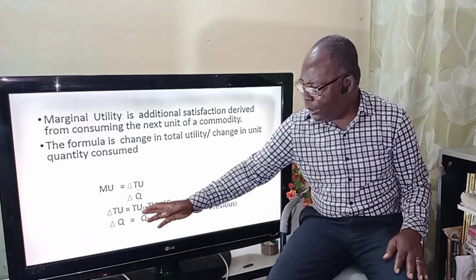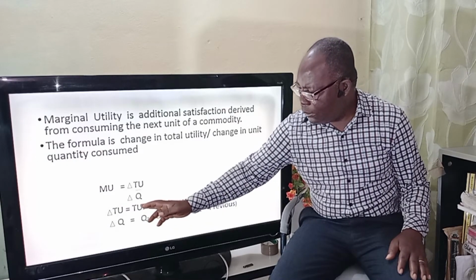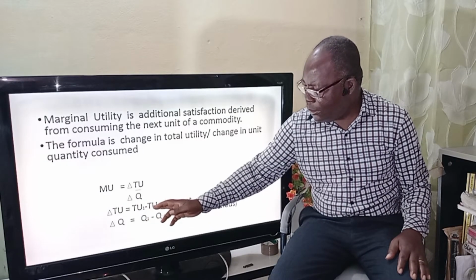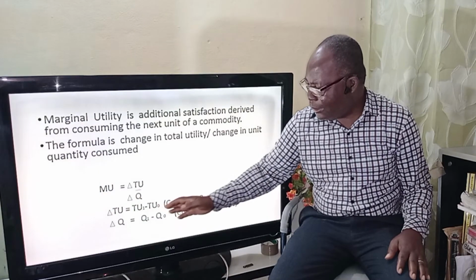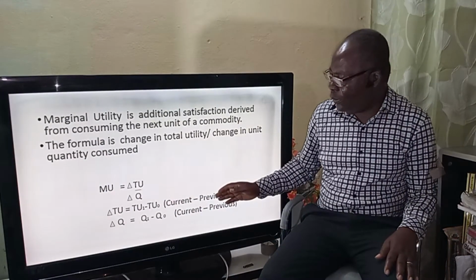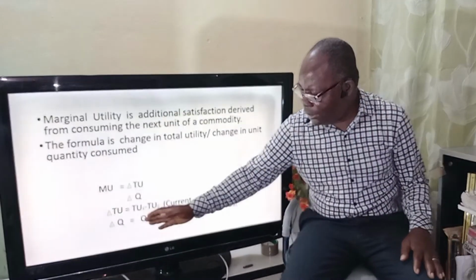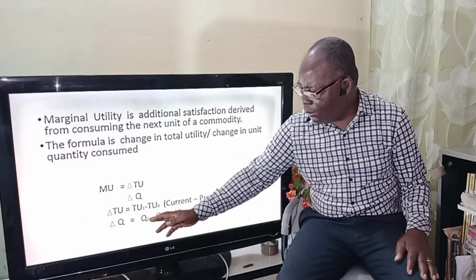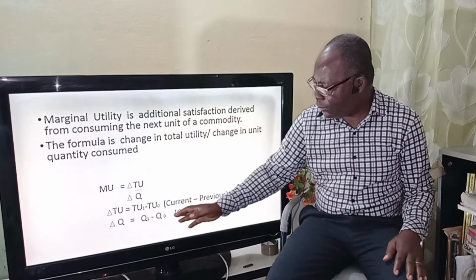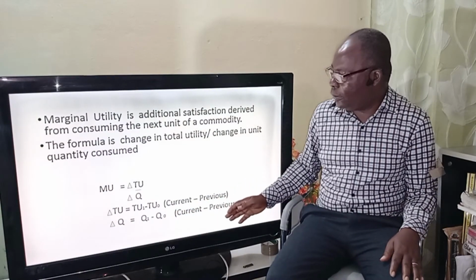The change we have in total utility is total utility 1 minus total utility 0. That's the current minus the previous. Likewise, when it comes to the quantity, it is the current minus the previous. Quantity 1 minus quantity 0. We have current minus the previous.